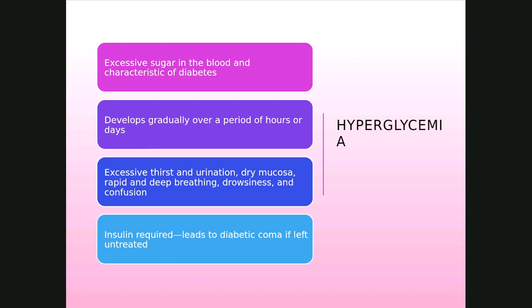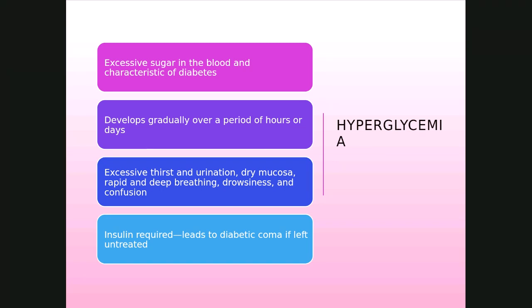A lot of times these patients are excessively thirsty, they urinate a lot, and they have really dry mucosa, like a dry mouth and dry throat. They tend to have rapid, deep breathing, and they're very drowsy and confused. When this happens, insulin is required, otherwise it will lead to a diabetic coma if it goes untreated.